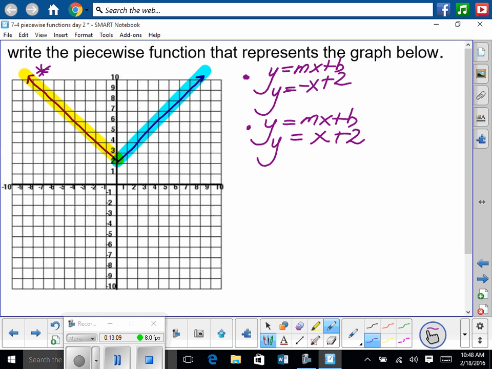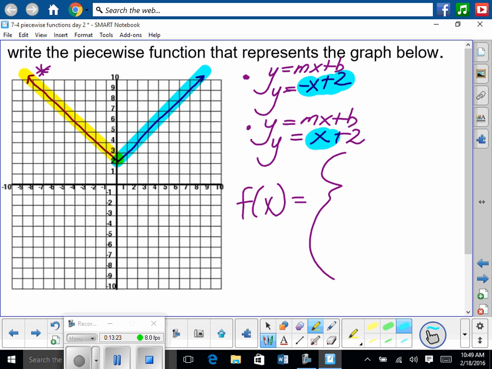So we're not done yet. So now we know a piecewise function contains different pieces of other functions. So our piecewise function is one function, like this. F of x is equal to. Now we have this function and this function. So let's put those in. Those are the two pieces that were in our piecewise function. So we have negative x plus 2, and we have x plus 2. Questions up to here? So now we have to put in our domain restrictions.